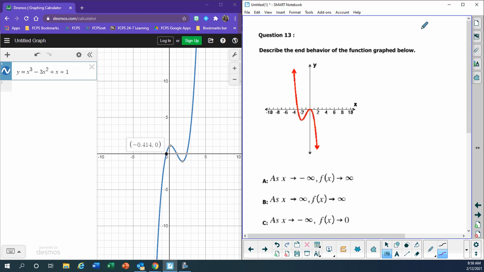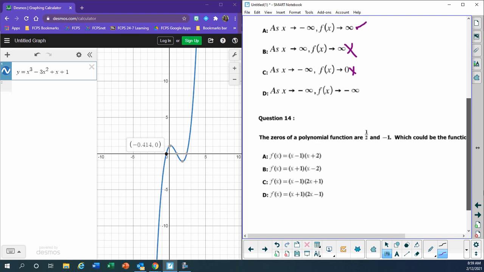All right, describe the end behavior. So as x approaches negative infinity, this is going up, right? As x approaches positive infinity, it's going down. So negative infinity is positive, yes. Positive is positive, no. Negative is 0, no. So it's got to be A. All right.